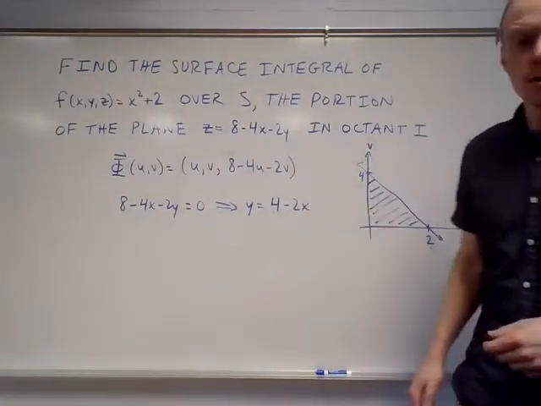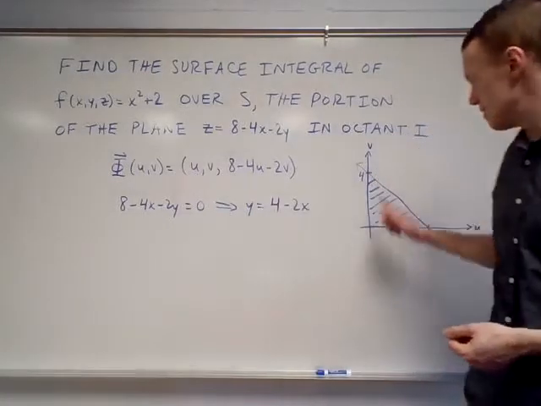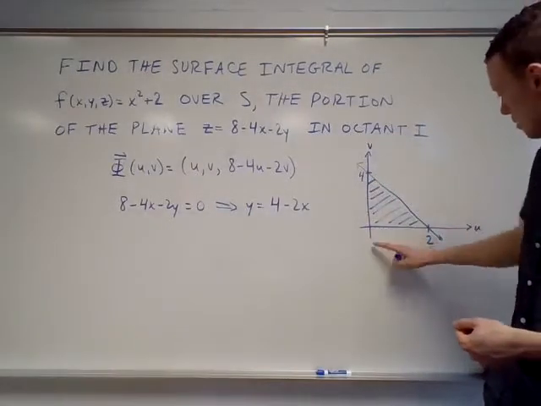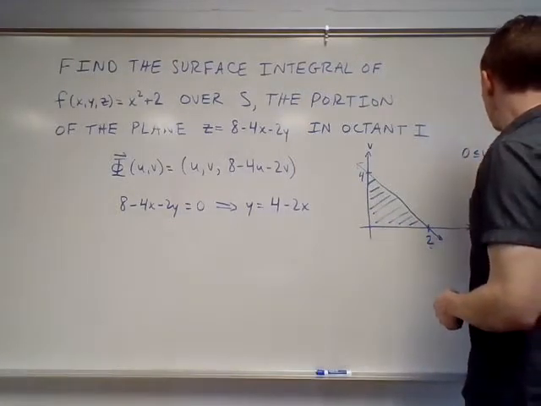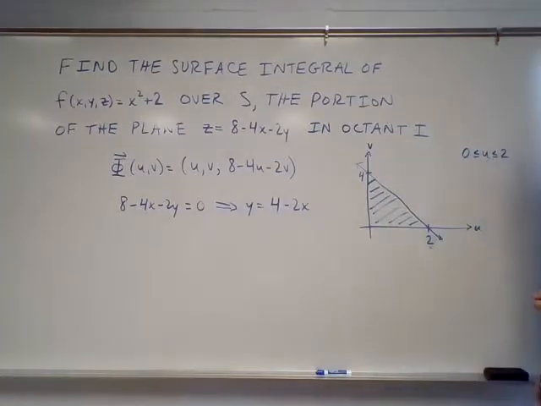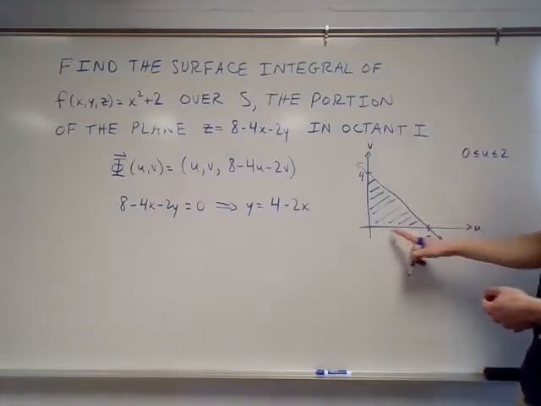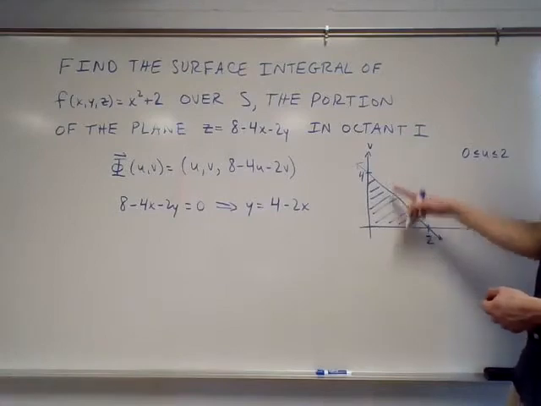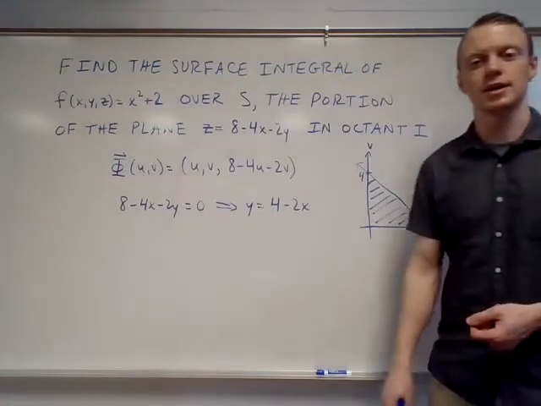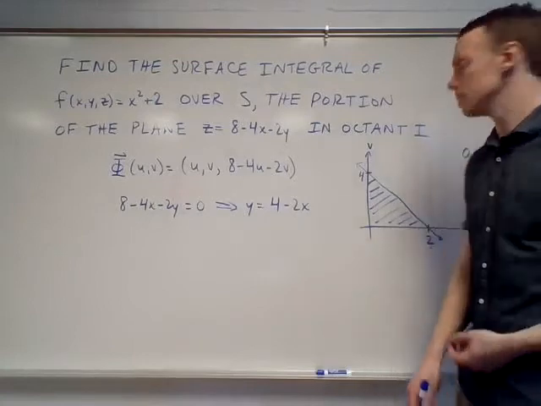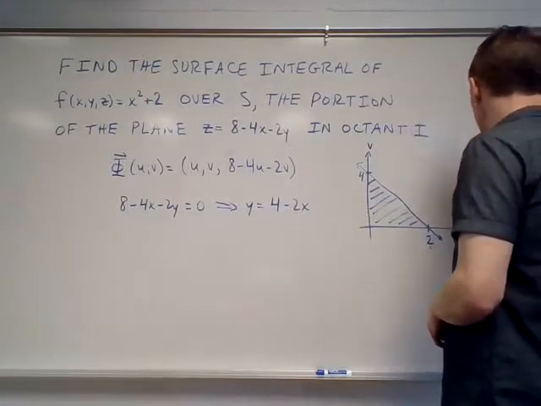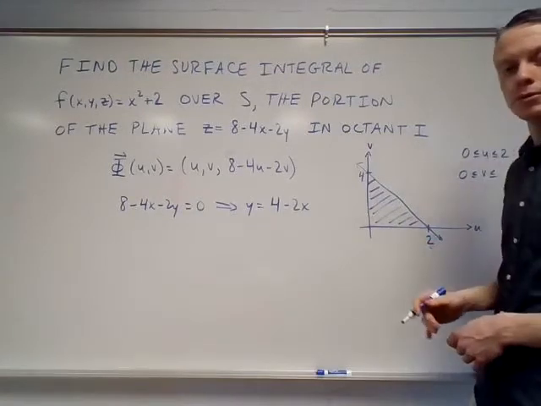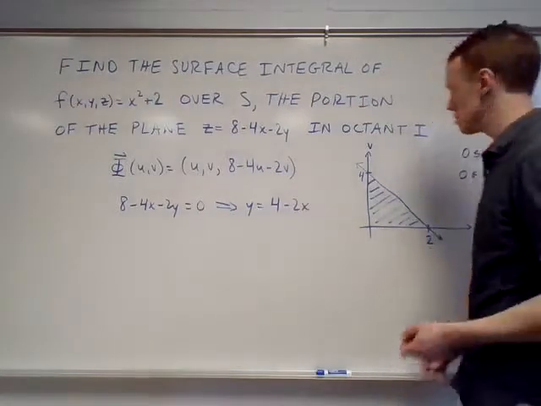So I look at this region. If I take any point that lies in the shaded region, the u coordinate goes between 0 and 2. So u is going to go between 0 and 2. And the v coordinate, working from the bottom up, they're always going to start at 0, and they go up until they hit this line. This line has equation 4 minus 2u. So 0 less than or equal to v, less than or equal to 4 minus 2u.